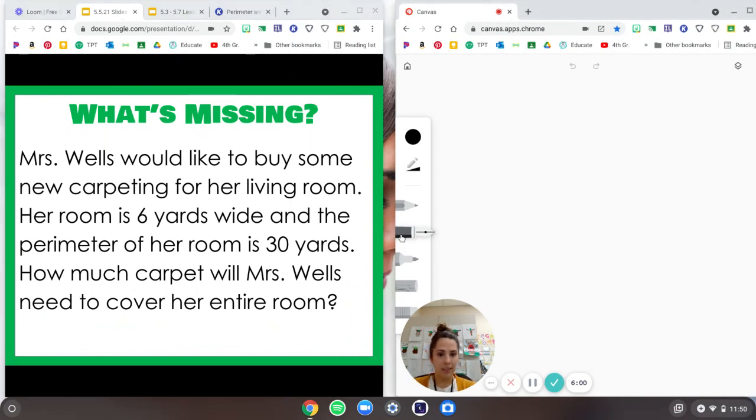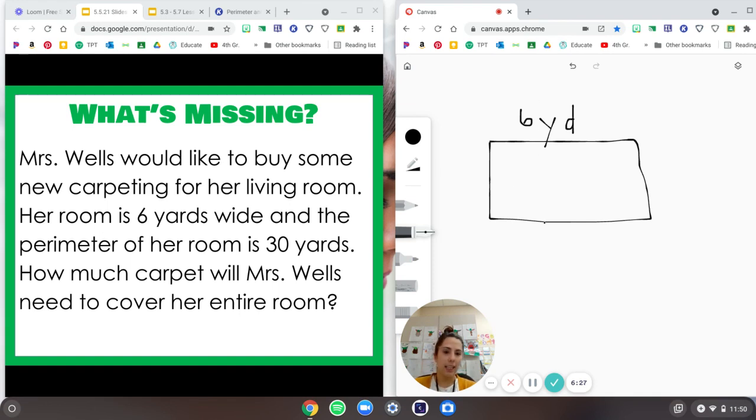Good. All right. So now I'm thinking through my room. It's 6 yards wide. So I know that this has to be 6 yards. And I don't know the length at all, but I do know something else. So my imaginary living room picture, I know the perimeter is adding all the outsides.